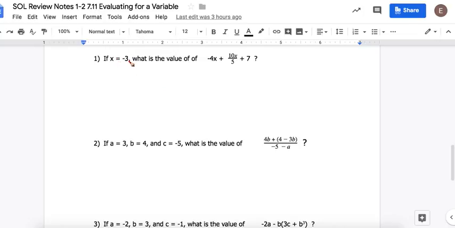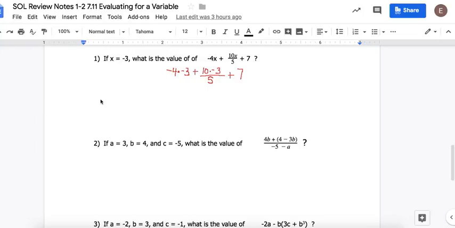So I know that x equals -3, so I'm going to go through and take out all the x's and replace them with -3. So let's write down -4 times -3 plus 10 times -3. And we're going to divide 10 times -3 by 5. And then finally, plus 7.